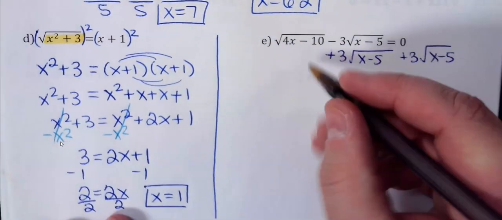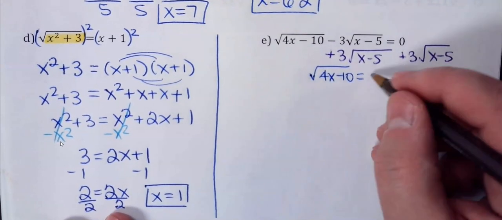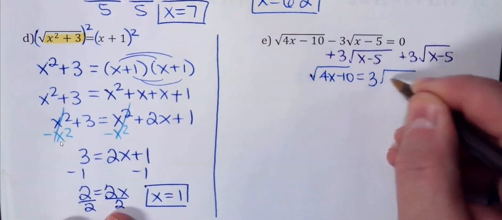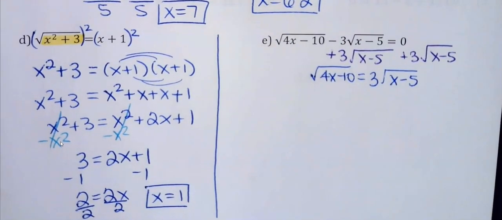So then my problem would be the square root of 4x minus 10 equals, now this has a 3 in front of it, and that's still there even though I moved it to the other side. So I have a 3 in front. That's okay. I can't get it totally isolated where I would just have a square root on each side, but I can still cancel them out by squaring.